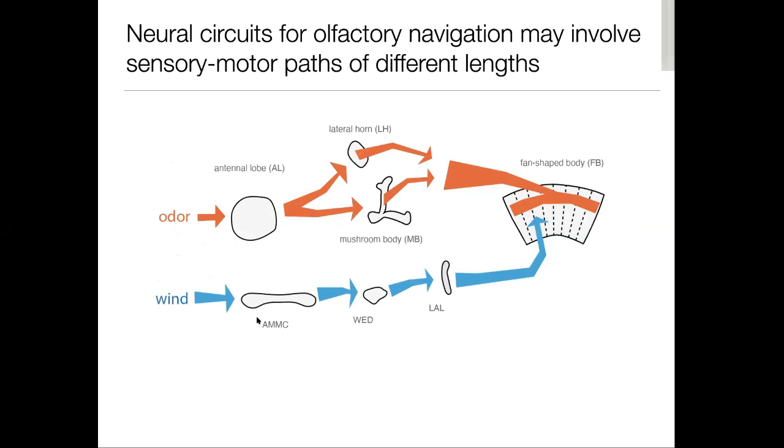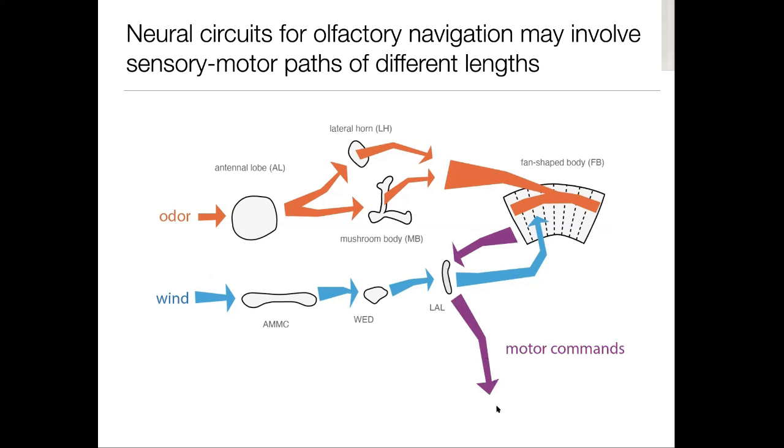So the pathway that I focused on today is actually a very long pathway through the brain, and this was somewhat of a surprise to us. I've shown you that there are pathways that are multiple synapses long that encode a pure odor signal as well as a pure wind signal, and that we finally observe integration of these two signals in local neurons of the fan-shaped body, which then can provide motor output.